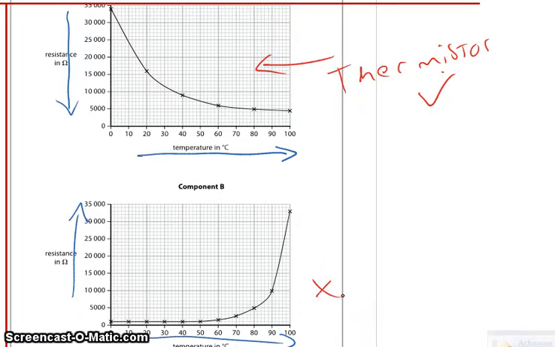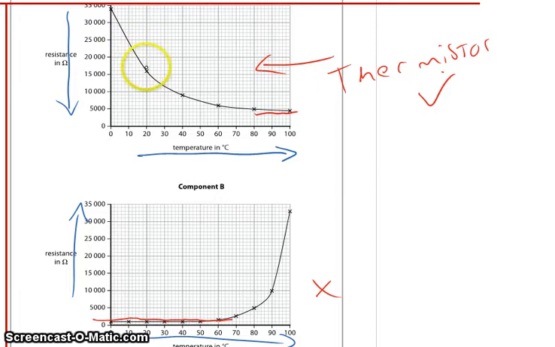The other things that we can write, well, we can say with component B the resistance stays pretty much constant up to just under 60 degrees, okay? While if we're looking at A, we can say that after about 80 degrees the resistance stays roughly constant then.